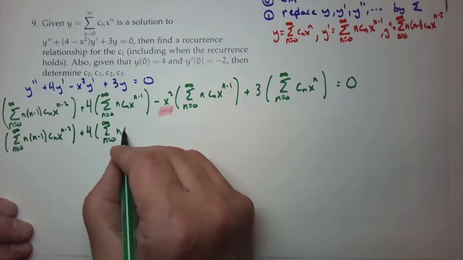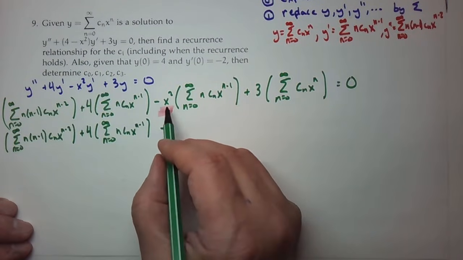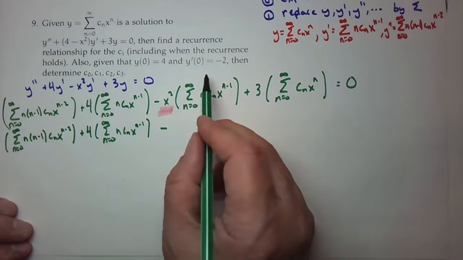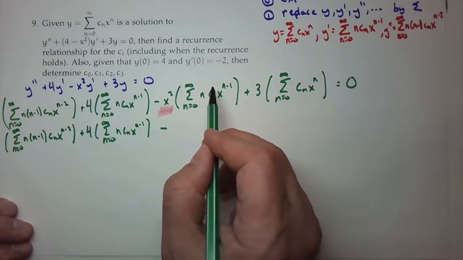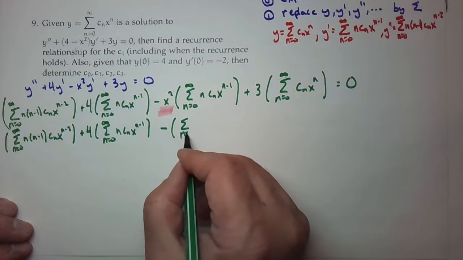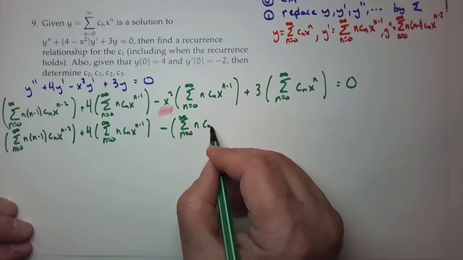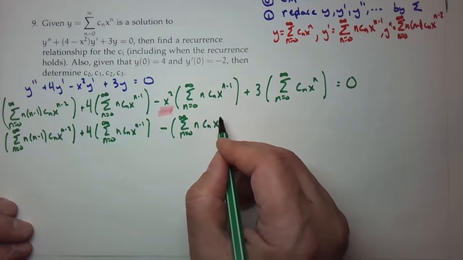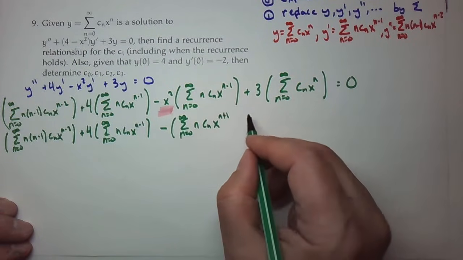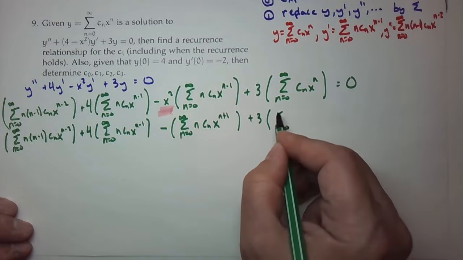All right, so we're just copying. We're making sure we don't make any mistakes. So here's the part where we have to pay attention. The x squared comes in. We have x squared times x to the power n minus 1. What does the new power become? It's x to the power n plus 1. Okay.